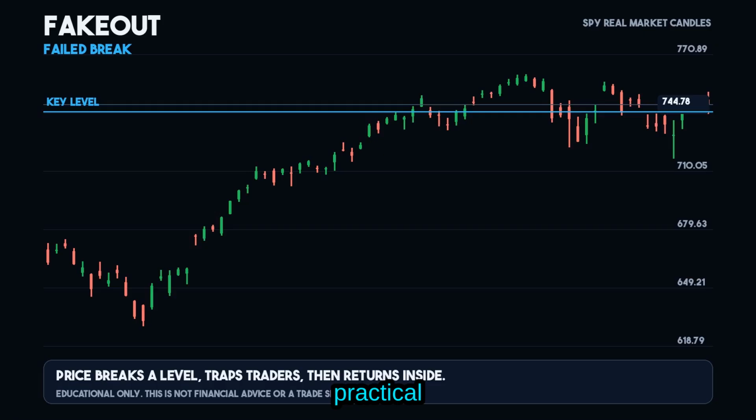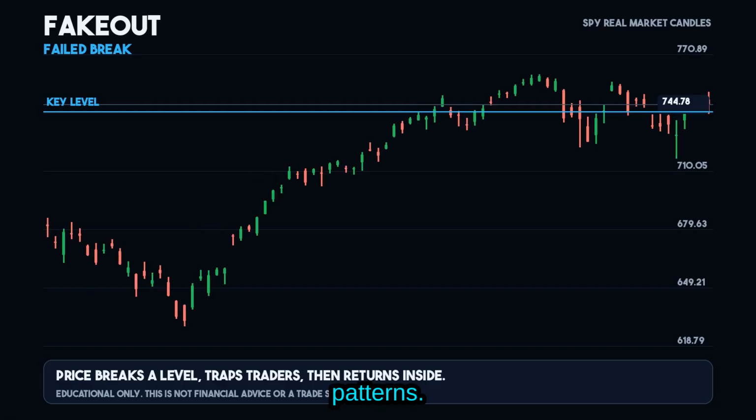For your practical homework, I want you to open a demo chart of euros and identify areas of high liquidity, such as around the daily highs and lows. Observe the price movements and see if you can spot any fakeouts occurring. Take note of the order flow and volume patterns.